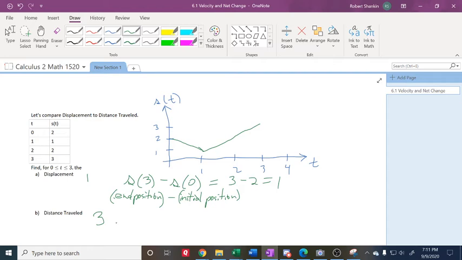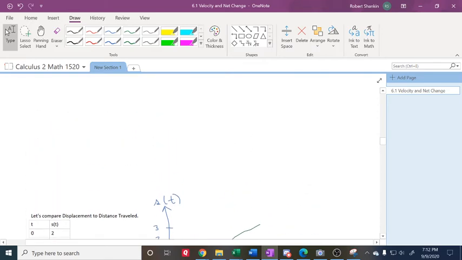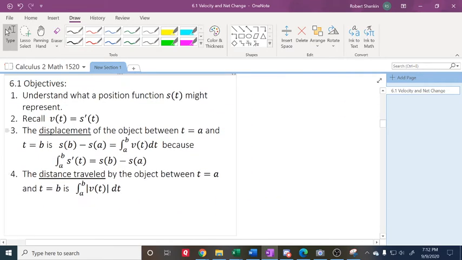Jonathan, then, what's the difference between displacement and distance traveled? I guess displacement is just the distance between where you started and where you ended, regardless of whether you cross back and forth, and total distance traveled being the absolute value. Gotcha. Now, distance traveled, you referred to absolute value with these objectives way back here.